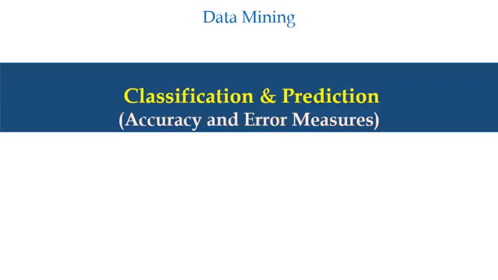Welcome to the 10th session of classification and prediction. In this particular session, we will discuss accuracy and error measures. So, we are looking at how we can calculate the accuracy of a classifier and the error measures of prediction. Those methods and formulas will be discussed in this session.